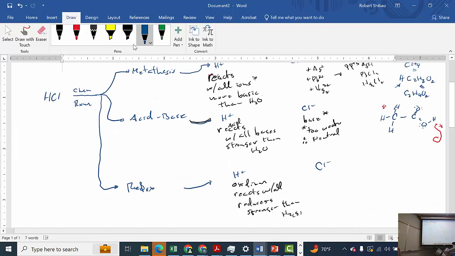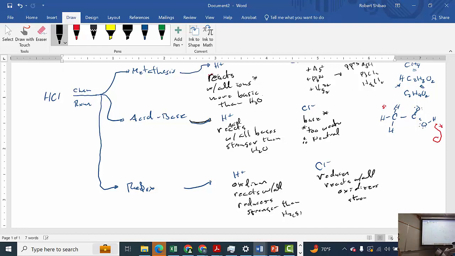So this is a reducer. We'll just say reducer. And this reducer reacts with all oxidizers stronger than chlorine.